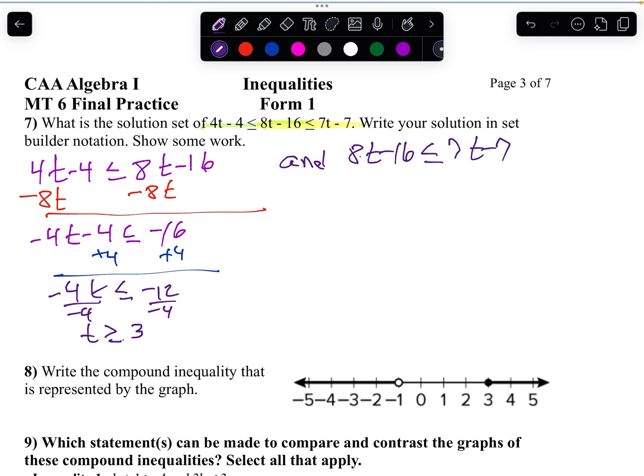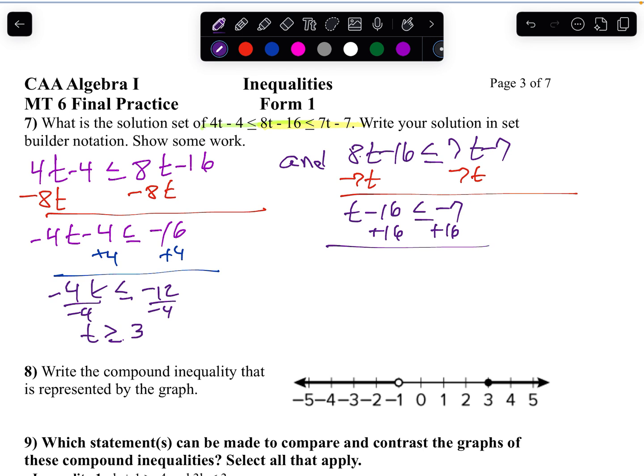Now we're just going to solve that like we normally do. Minus 7t from both sides. So then we get t minus 16 is less than or equal to negative 7. You add 16 to both sides. t is less than or equal to 9. It's an and problem. So we're going to write it in set builder notation.